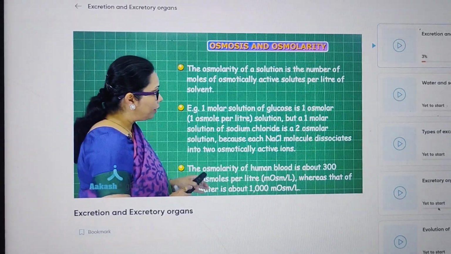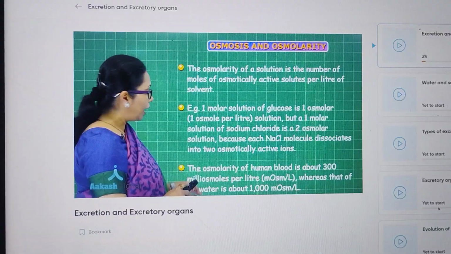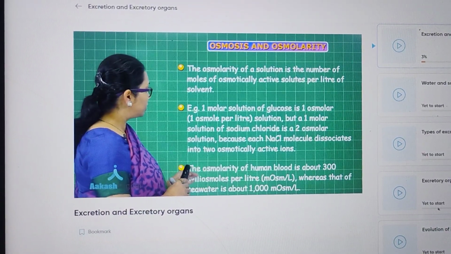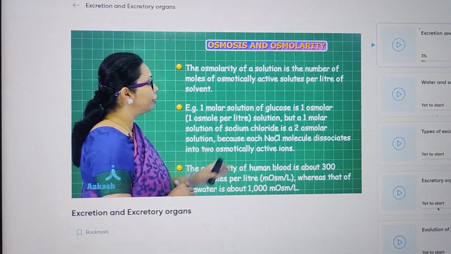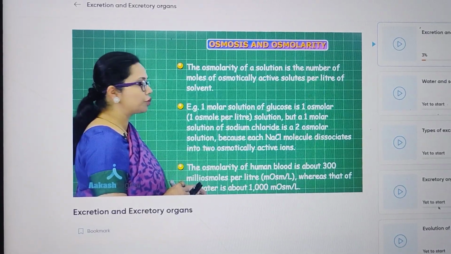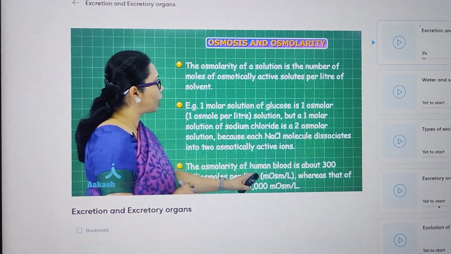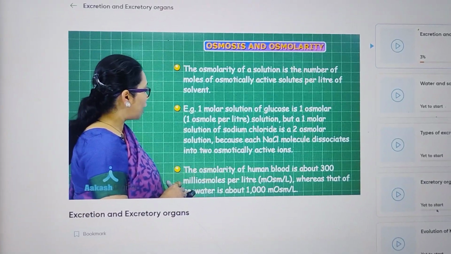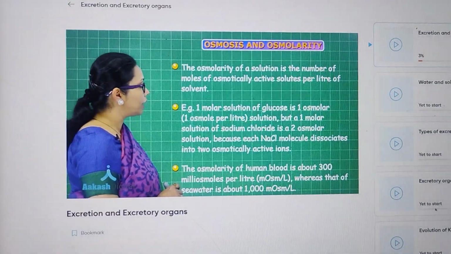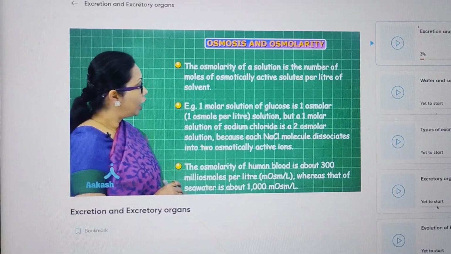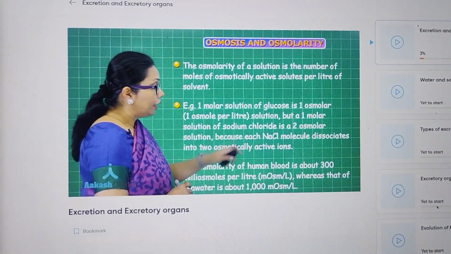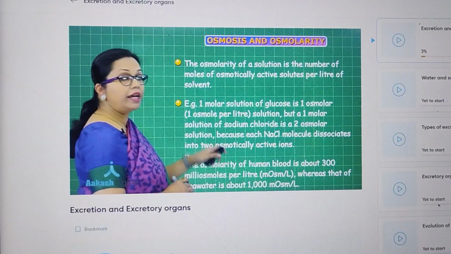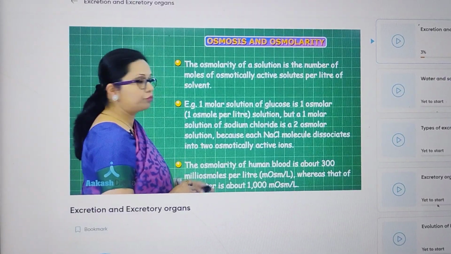Now taking an example regarding human blood, and this is more or less in most of the animals, the osmolarity of the human blood is 300 milliosmoles per liter. In short form, it can be written as mOsm per liter, whereas that of seawater is 1000 milliosmol per liter.